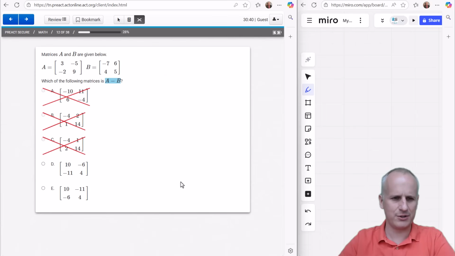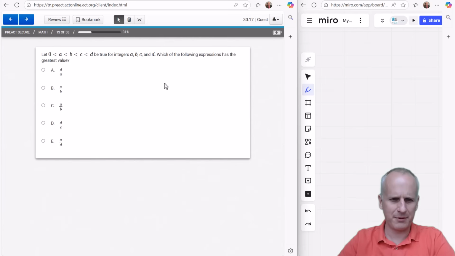We've got D and E, which are left as the correct articulation of 3 minus 7 for that top left portion of the matrix. We'll then just go to the top right. We know that negative 5 minus 6 should be negative 11, not negative 6. So we will select our pointer and take our correct answer of E without even addressing the lower line of the matrix. And we'll move on to the next problem.